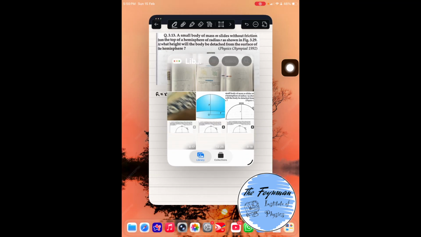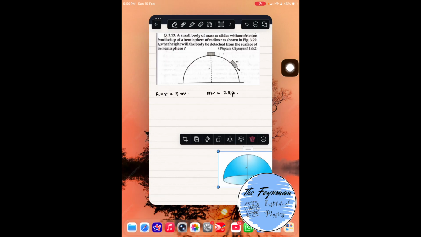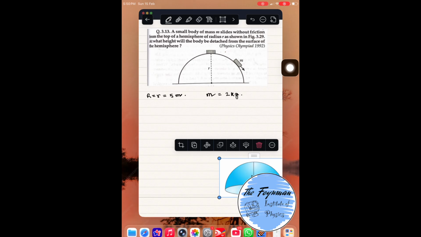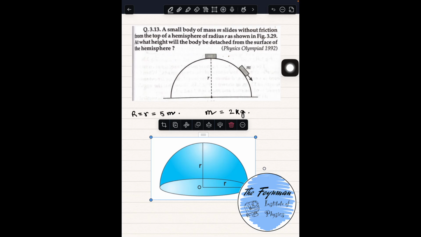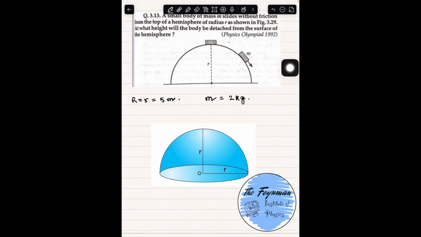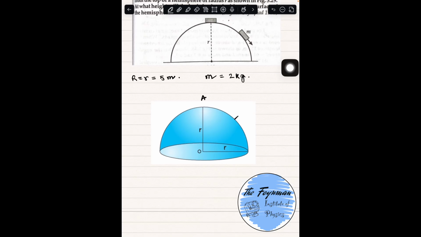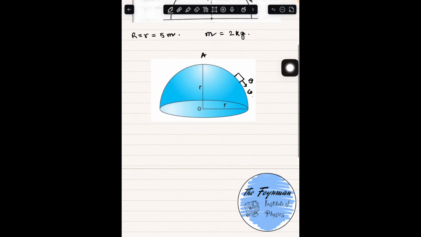So in that case we need to draw a hemisphere. Suppose this is our hemisphere. Now suppose O is the center of the hemisphere and A is its topmost point. Now suppose at any instant the object is at point B, moving downward along the hemisphere with a velocity v.